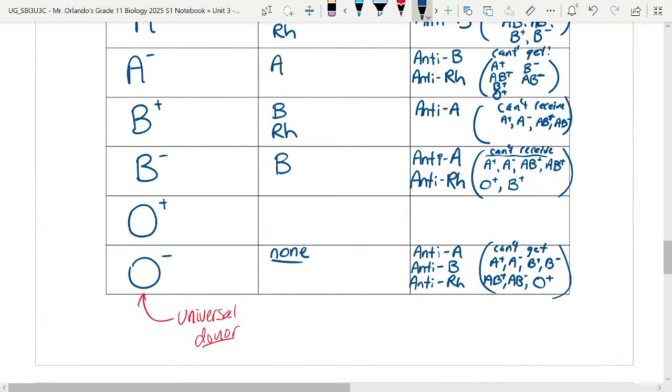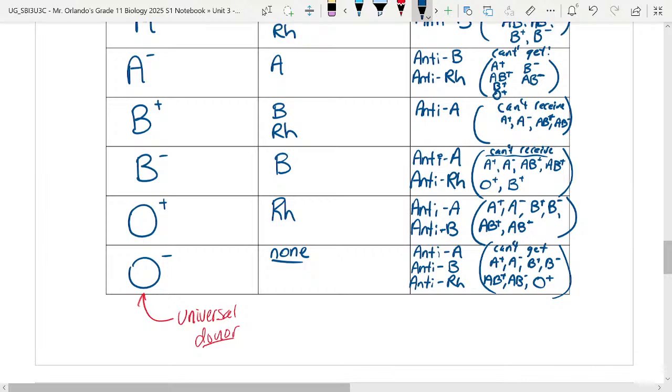On the other hand, O positive, what antigens do they have? They just have the Rh factor, which means that they will produce anti-A and anti-B. And that means that you won't be able to give them A positive or A negative, B positive or B negative, or AB positive or AB negative. But the good news is you will be able to give them O positive and O negative, right? Because they don't care about the Rh factor.